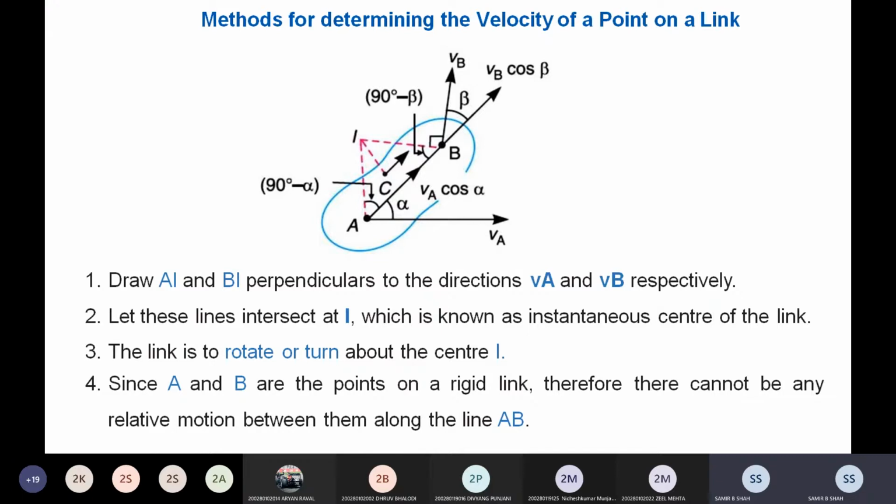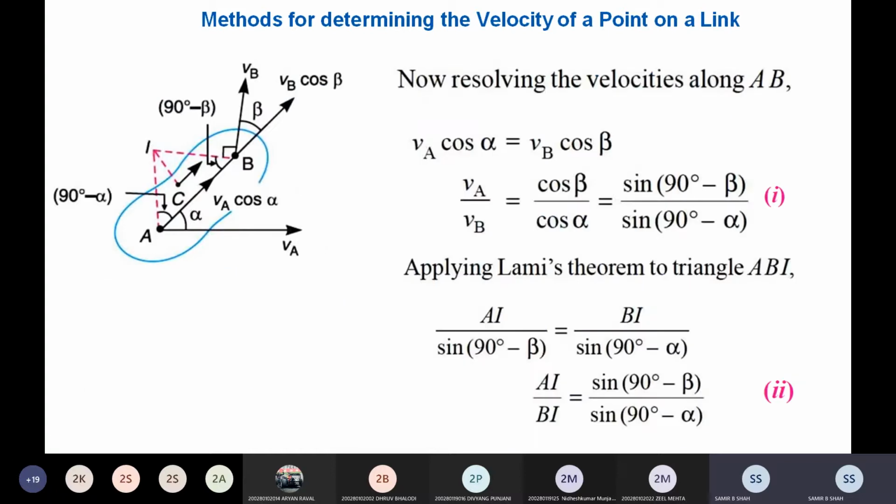Since A and B are points on a rigid link, there cannot be any relative motion between them along the link. You remember that the I which we are getting with these A and B, there is no relative motion between them. From the figure, it is very easy to understand: VA cos alpha is equal to VB cos beta. You can just see here, VA cos alpha is equal to VB cos beta.